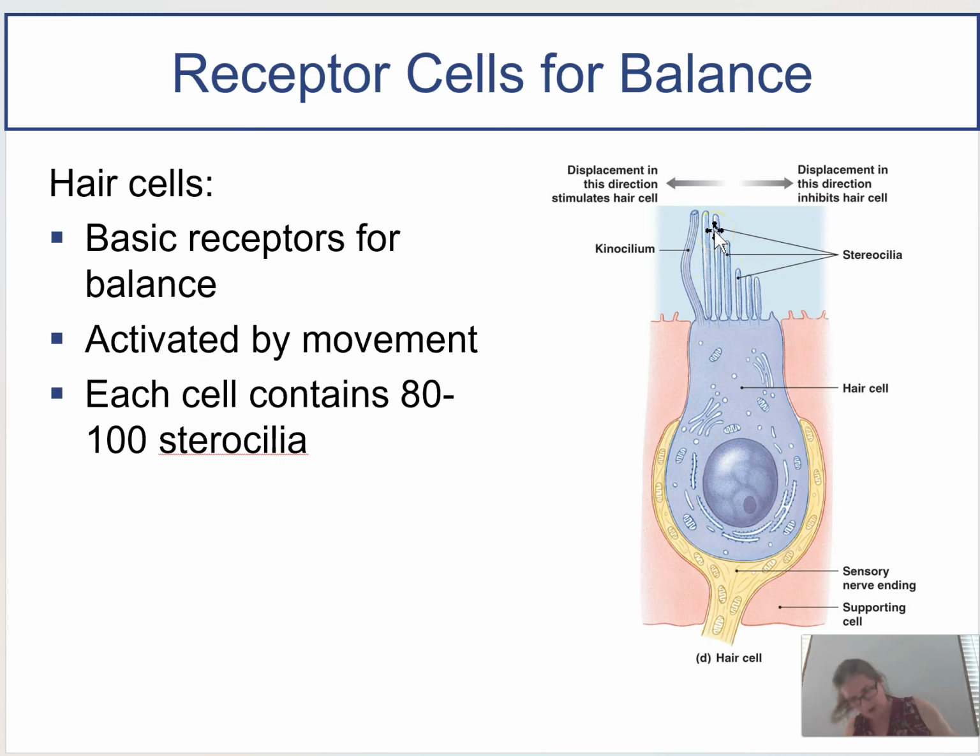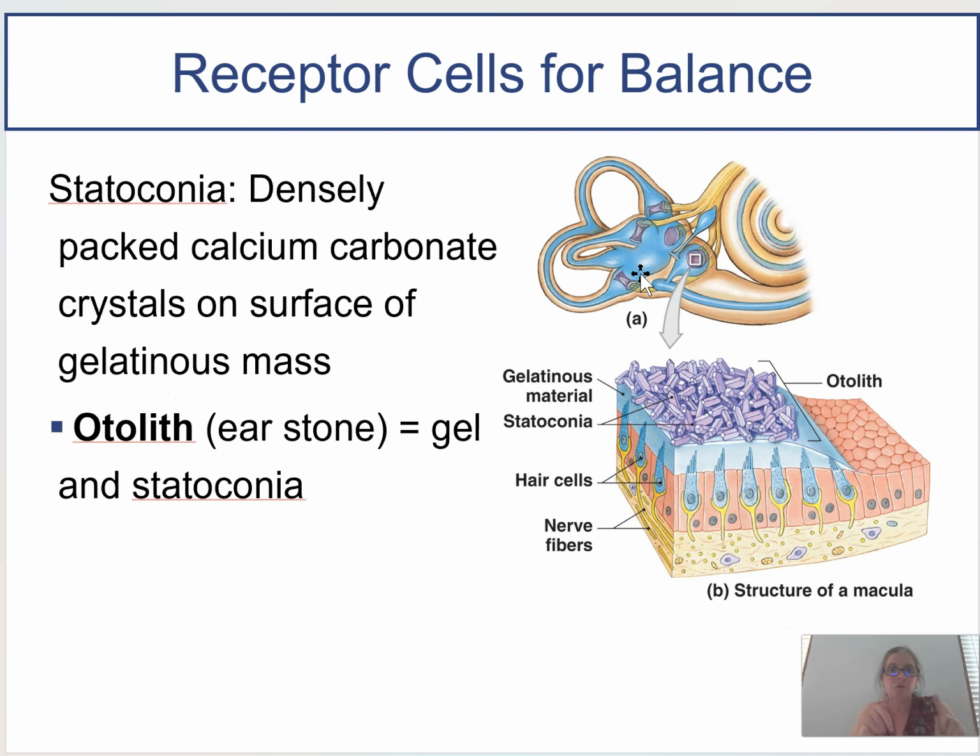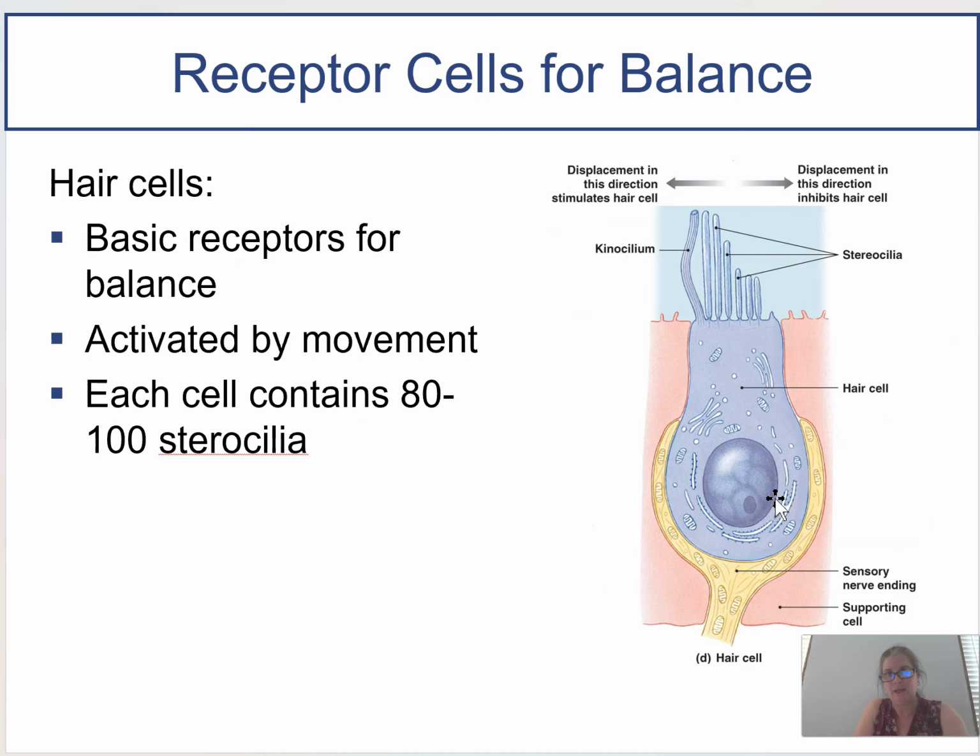So now when you move your head, right, there's fluid in there, and that fluid is going to move and hit those receptors, and that's going to form a nerve impulse. So again, these are mechanoreceptors and they're stimulated by the movement. But there's one more piece to this. So here's those hair cells I just showed you, okay?